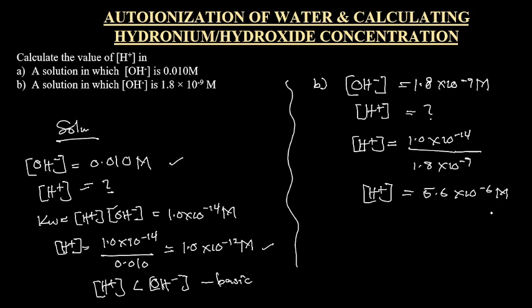So that's going to be the concentration of H plus. Now, when we compare this value to what is given as the concentration of OH minus, we can clearly see that the value of H plus concentration is higher than this one. And so we'll say that H plus concentration is greater than OH minus concentration, and so the resulting solution is going to be acidic. All right, so that's how you go about auto-ionization of water and calculating H plus and OH minus concentration.